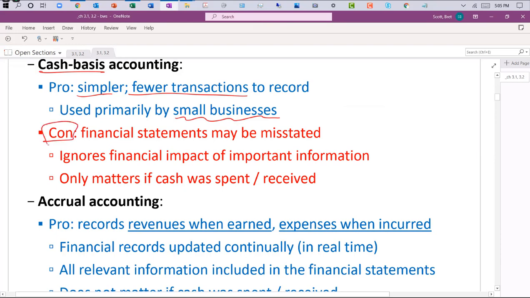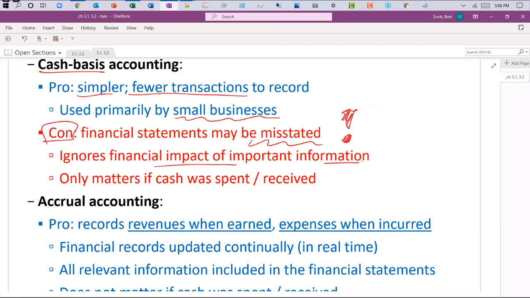The downside of cash basis accounting is that it leads to financial statements that are misstated. That's generally a big no-no because we don't want to misinform our investors. It also has a tendency to ignore the financial impact of important information. So for instance, if we're involved with a lawsuit, we may not pay out any cash related to the lawsuit. Maybe we expect to lose the lawsuit, but generally speaking, if we're cash basis, we won't record anything until cash is actually paid. Is that a bad thing if we know we're going to have to make a huge payout because of a loss from a lawsuit?